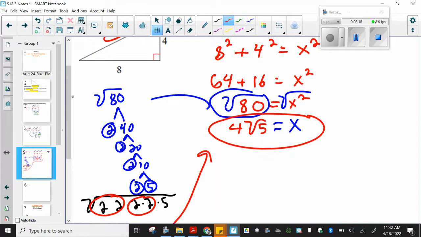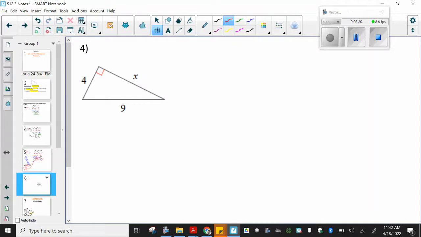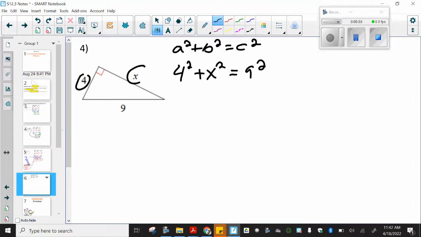Let's do one more. We have to implement that, okay? Let's space it out a little bit better, maybe. So let's do it again. a squared plus b squared equals c squared. 4 squared plus x squared equals 9 squared. Right? Here's one leg, here's the other leg, here's the hypotenuse, or c. So let's expand that. 16 plus x squared equals 81.